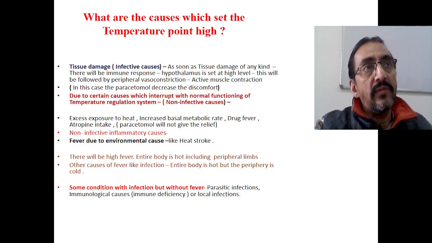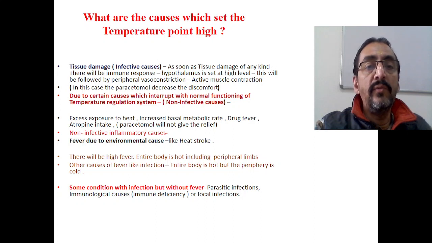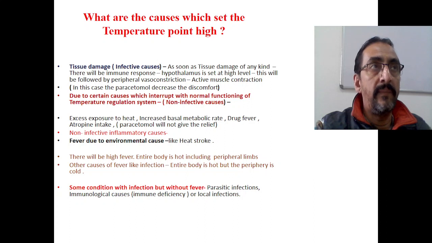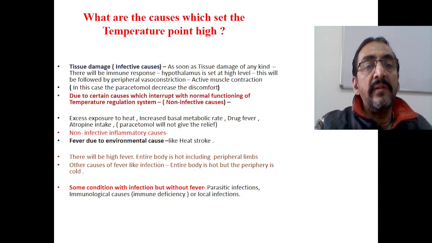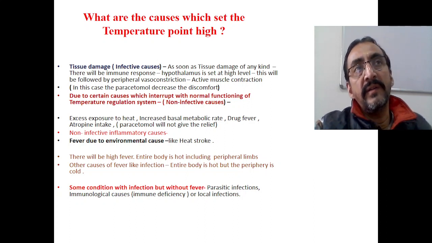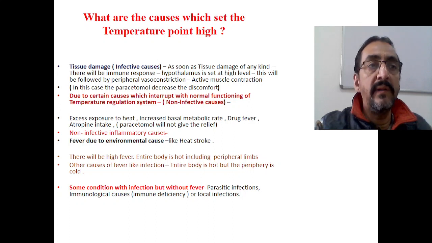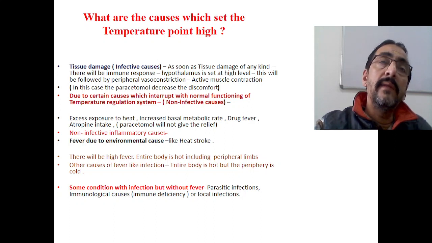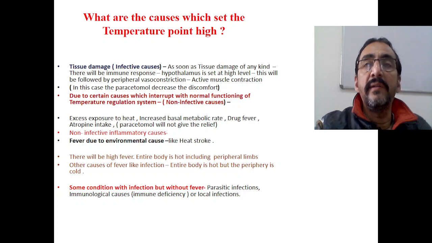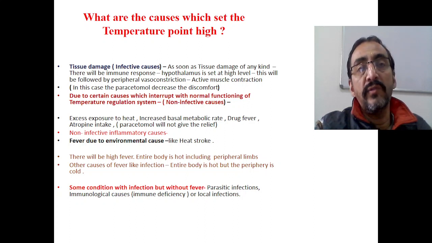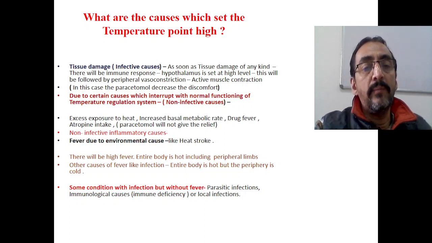Now there are some other causes why the body temperature increases. That is due to certain causes which interrupt the normal functioning of the temperature regulatory system. The temperature regulatory system is situated in the hypothalamus, and its functioning is mediated by different body processes, phenomena. Sometimes this will change. This temperature set point is going to change due to causes other than infection, the non-infective causes. Because of some non-infective causes also, there will be an increase in the body temperature.